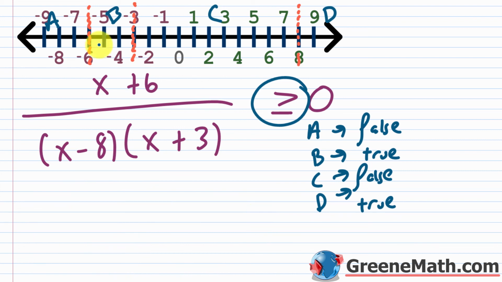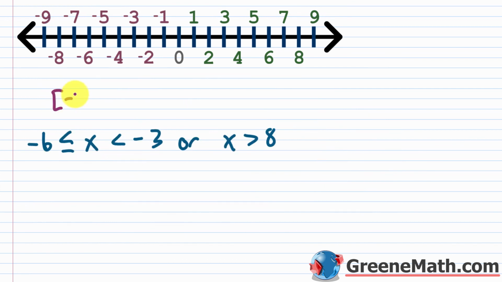For interval B, we have from negative 6 up to and excluding negative 3. So we're going to say that x is greater than or equal to negative 6, again, that's included, and less than negative 3, again, that's excluded, because it makes the denominator here 0. Then we would say, or we can have anything that's greater than 8. So we'll say x is greater than 8, and again, that's excluded because it would make the denominator 0.